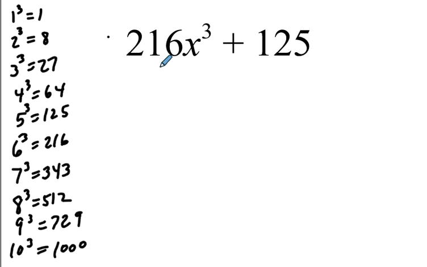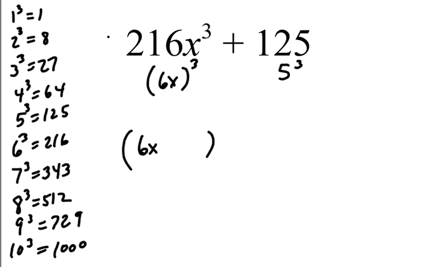All right. So we all agree this is 6x quantity cubed, and that's 5 cubed. So when I set up this first parenthesis, I'm going to have 6x plus 5. And so that's that same. I'm going to have an opposite and then an always positive. This last one is going to be 25. That's 5 squared. And then 6x times 5 is 30x.